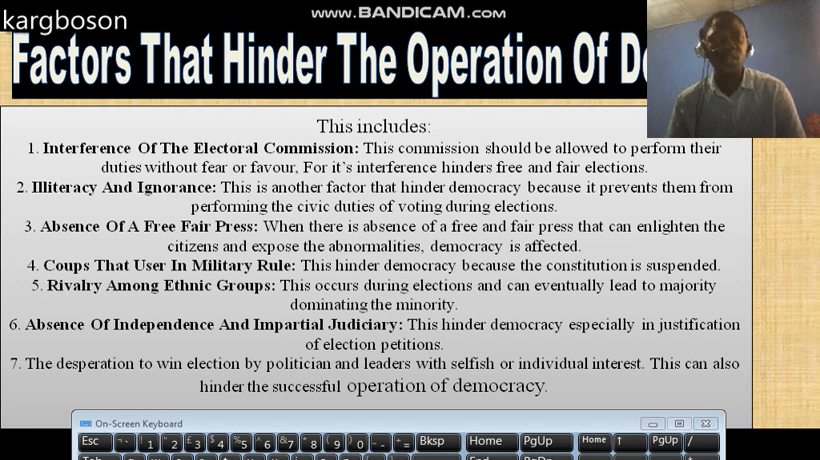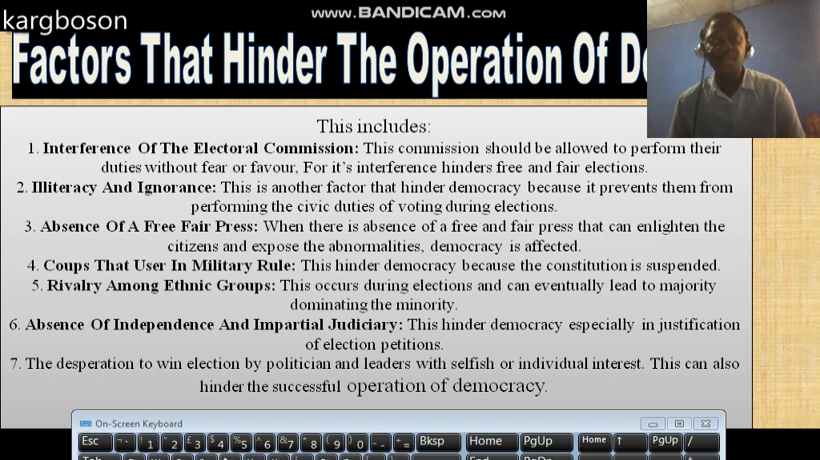Another factor that also hinders the operation of democracy is illiteracy and ignorance. This is another factor that hinders democracy because it prevents people from performing their civic duty of voting during elections. In countries where there is a high rate of illiteracy, people don't even know how powerful they are, that they have the means of changing government. And sometimes out of ignorance, these people will tell you government has nothing to do with me and I have nothing to do with government. So illiteracy and ignorance is also a factor that hinders the operation of democracy.